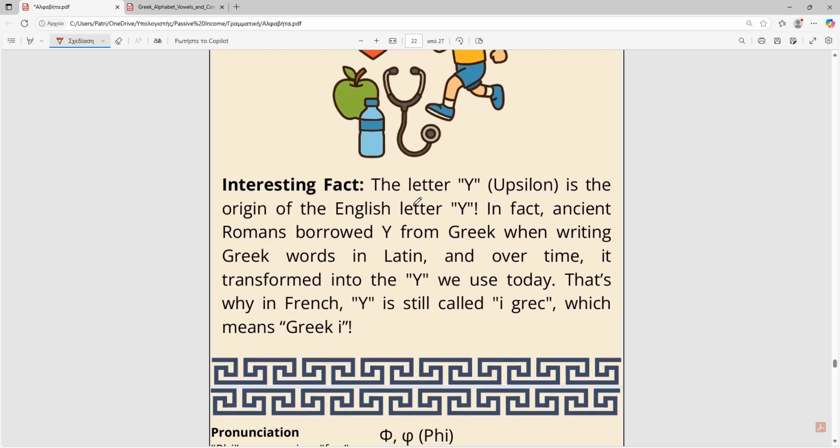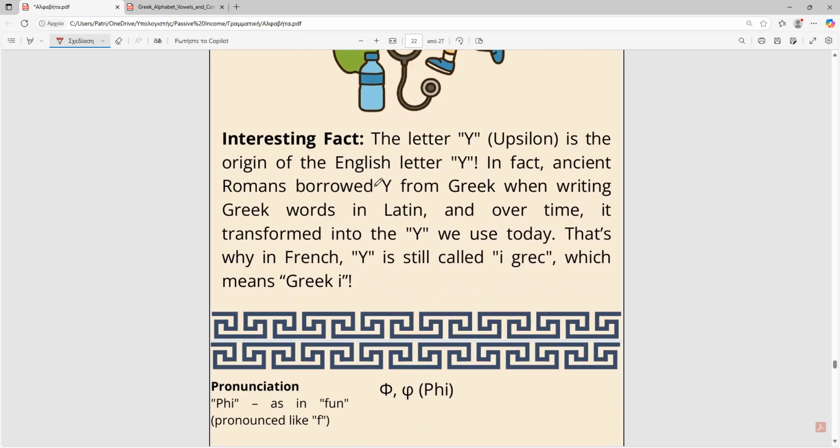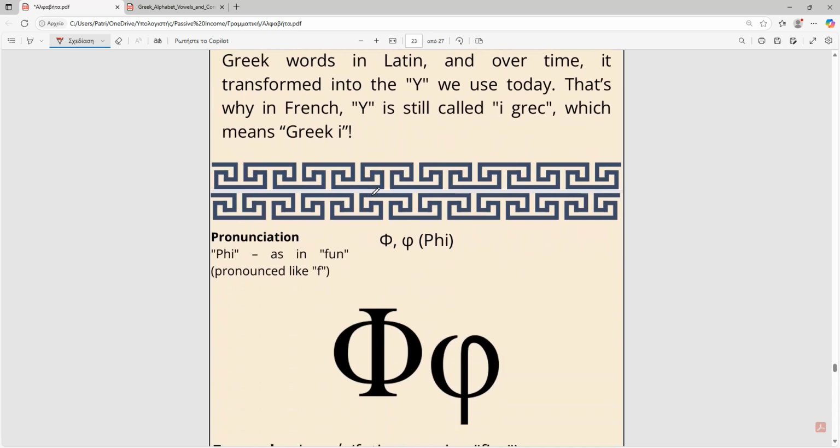Okay. And fun fact about this is that the letter epsilon is the origin of the English letter e. In fact, ancient Romans borrowed e from Greek when writing Greek words in Latin, and over time it transformed into the e we use today. That's why in French e is still called y, which means the Greek e. Literally, this letter in the French alphabet is called y. Okay, oui, oui.